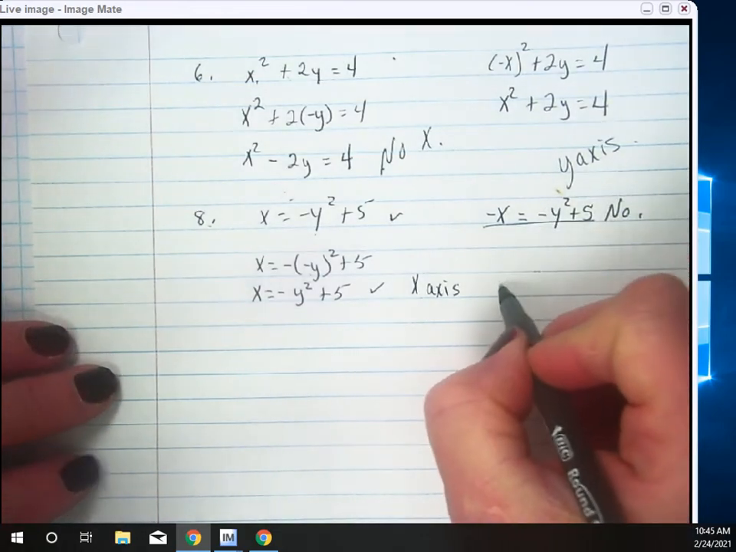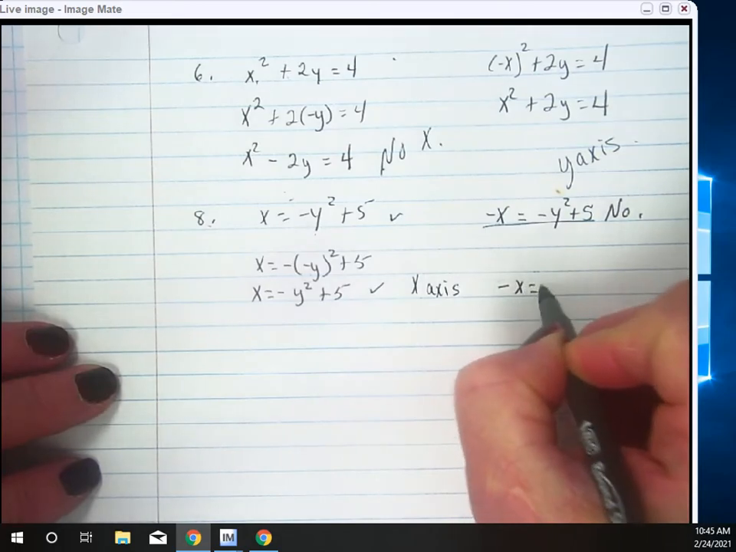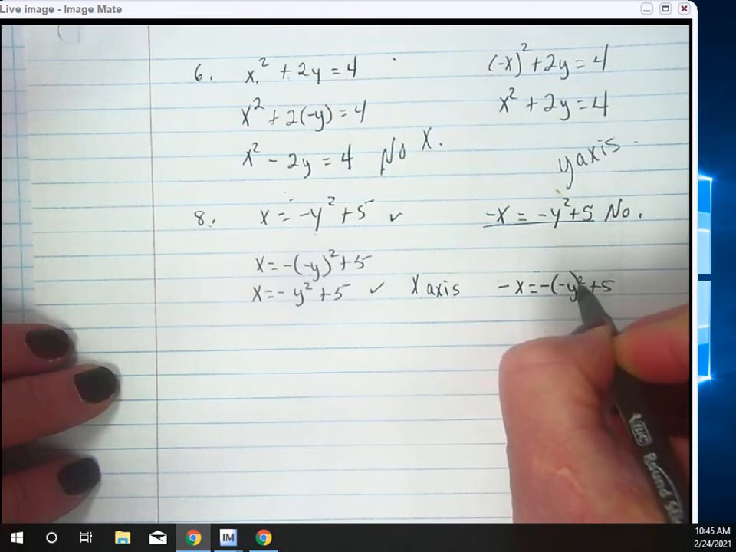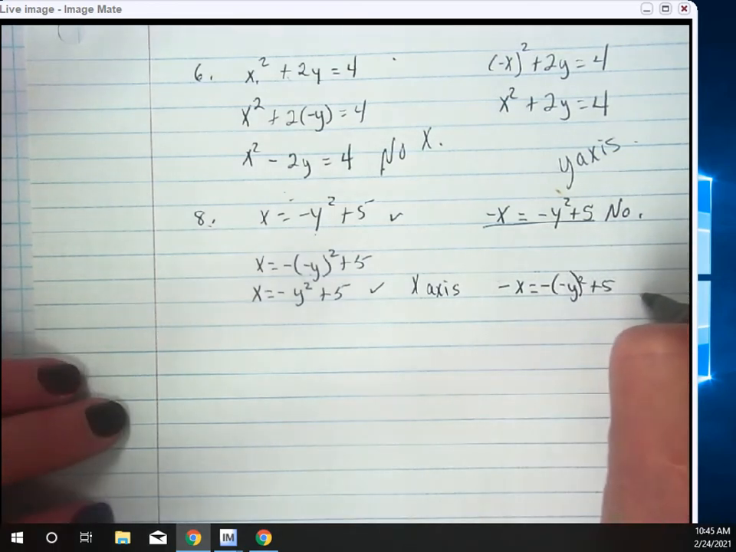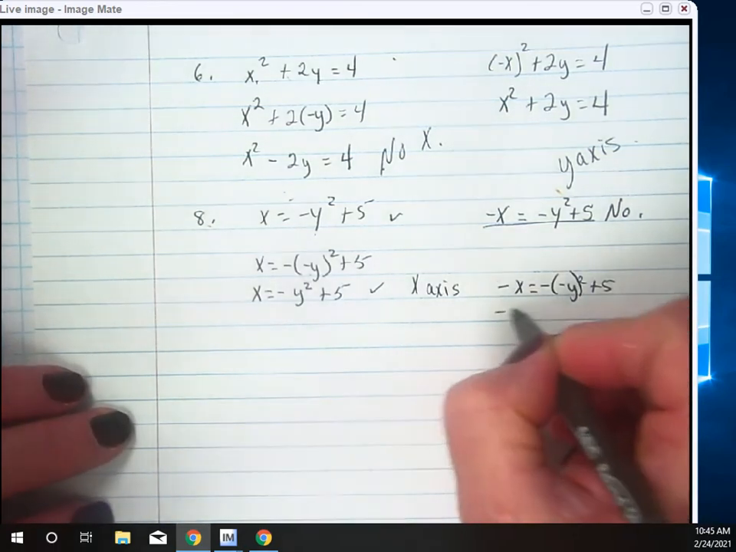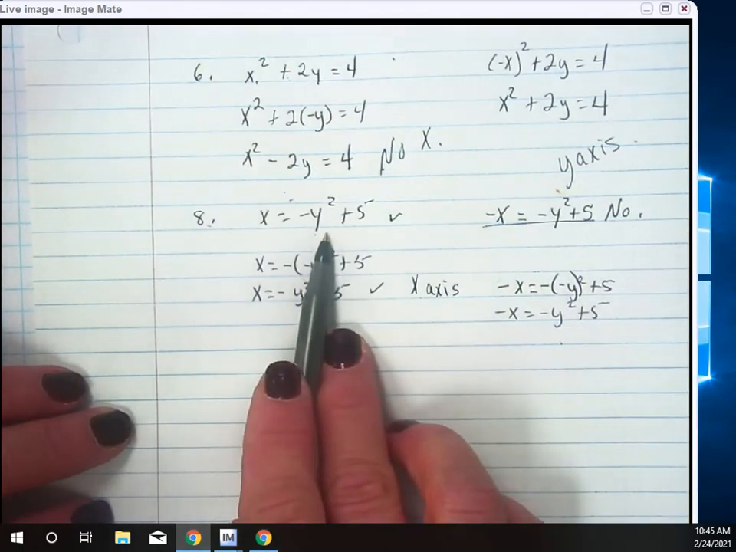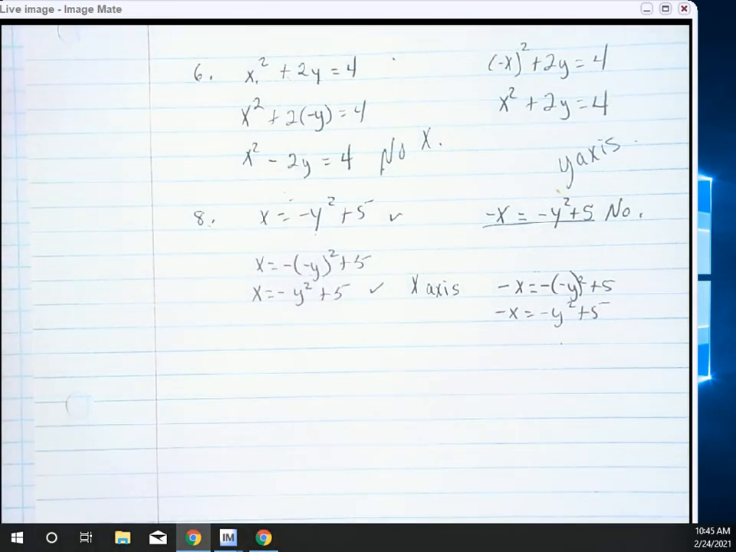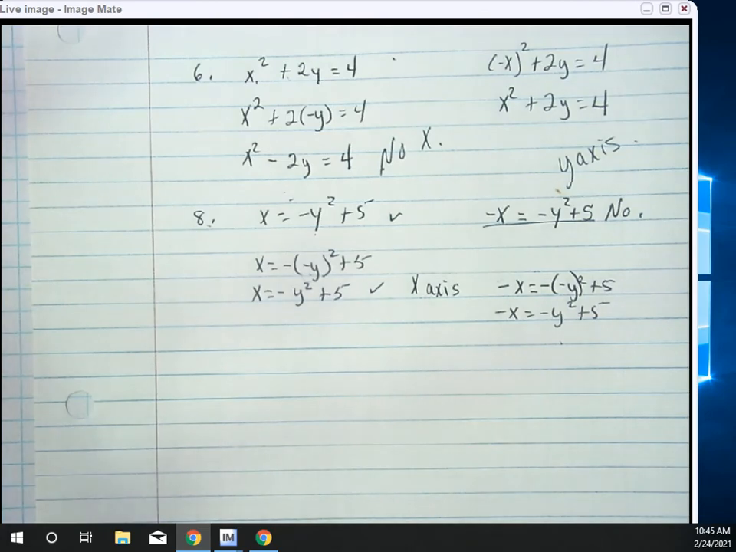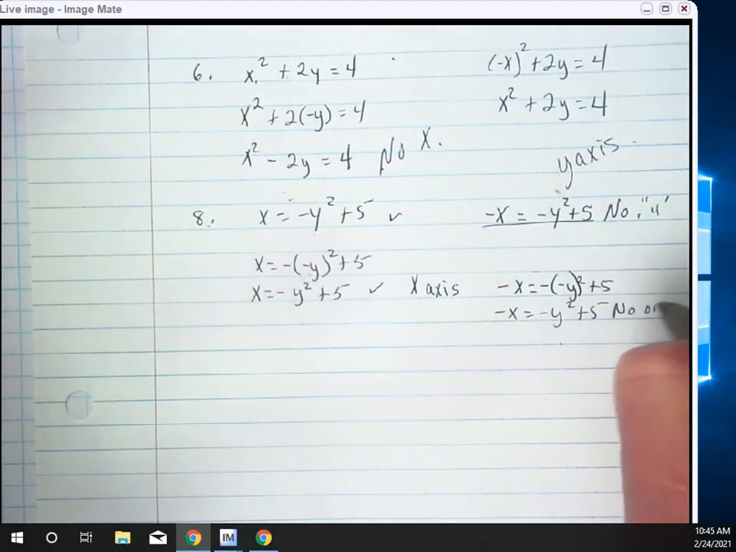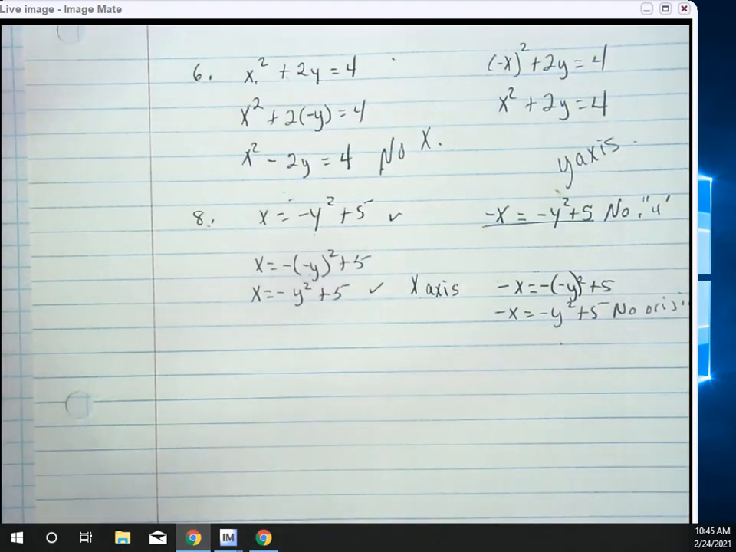If I'm going to test for origin, negative x equals a negative y squared plus 5. I'm going to replace both the x's and the y's with a negative x, negative y. Is that exactly the same or opposite of what I started with? No. So it does not have symmetry with respect to the origin. So no y, no origin. Do you need to see another example of those?